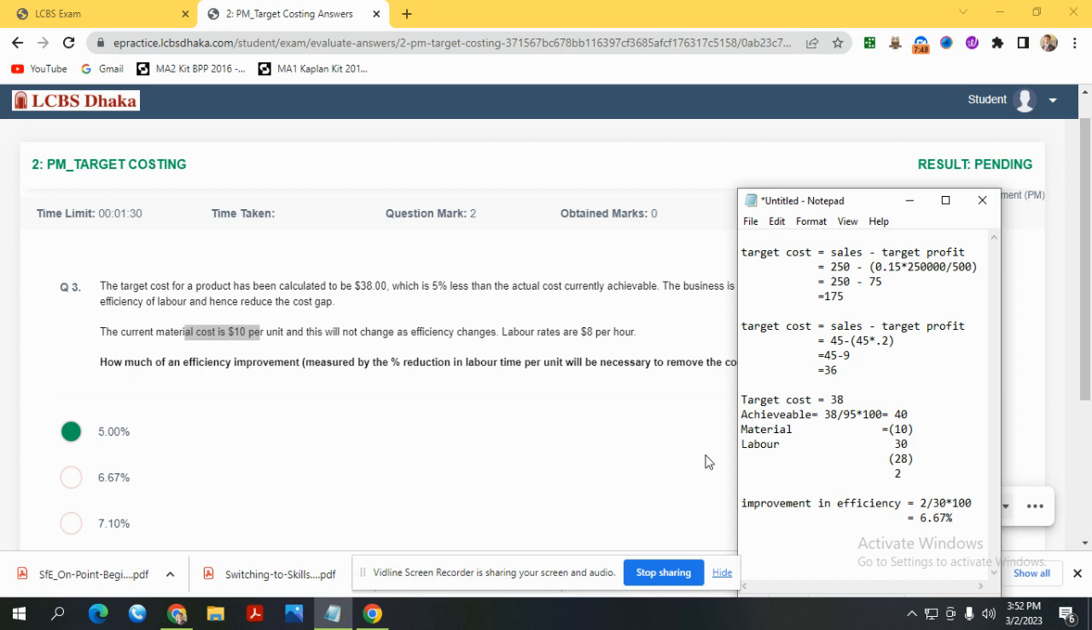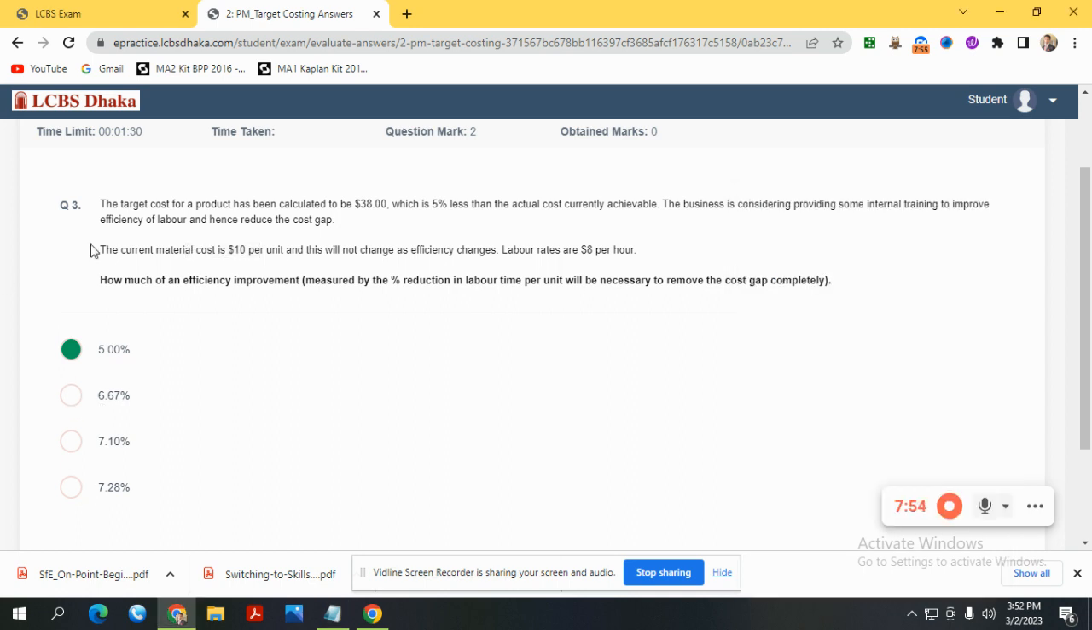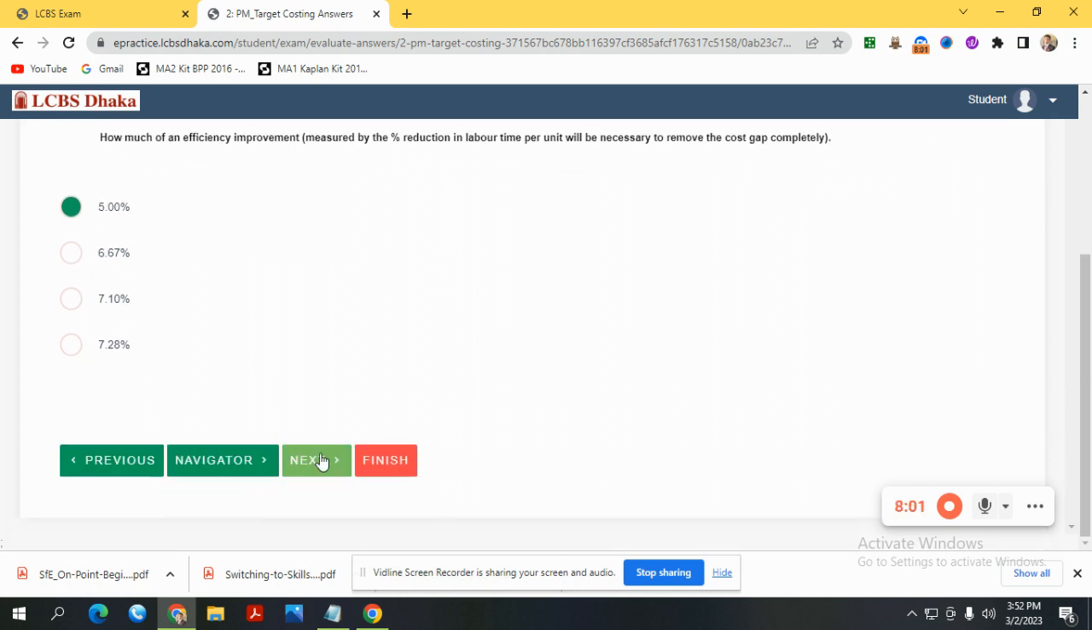6.67%. The correct answer from here is the second one, which is option B. So whoever answered this made a mistake. The correct answer should be answer B. So let's go to the next one.